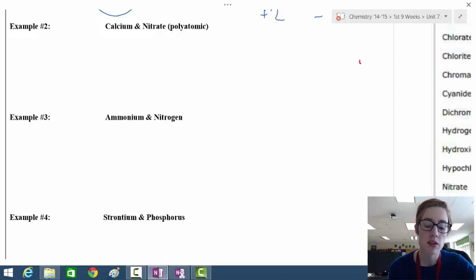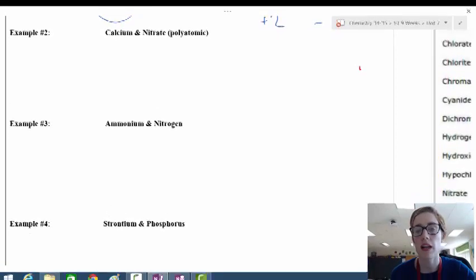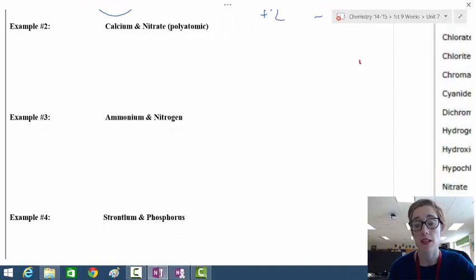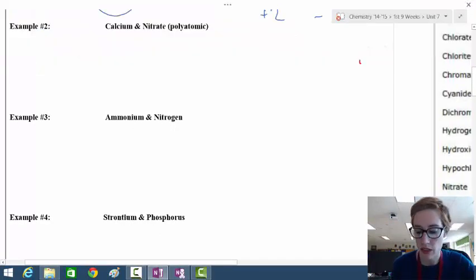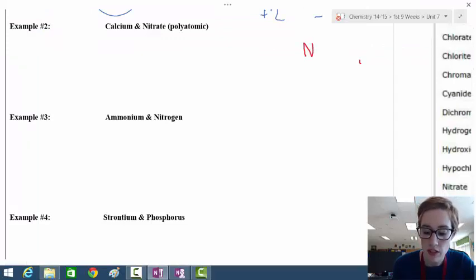This next example is asking us to write the formula for calcium and nitrate. Nitrate is a polyatomic ion. It's not an element on the periodic table. We haven't talked about polyatomic ions, so let me just teach you about them here for a second. A polyatomic ion is when I have 2 nonmetals, like nitrogen and oxygen, and I bond them together in such a way that they have an overall charge.